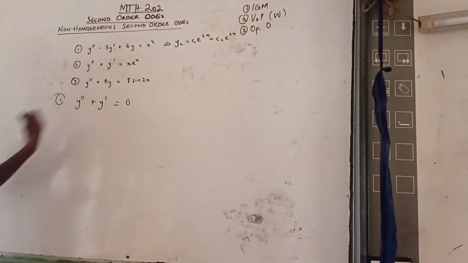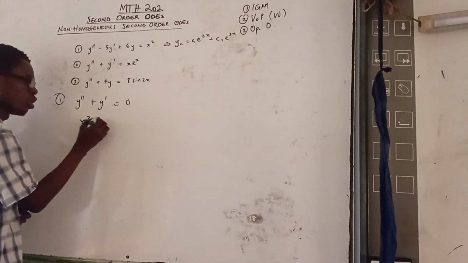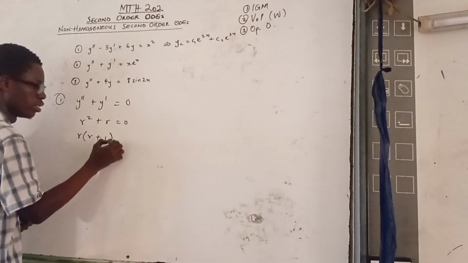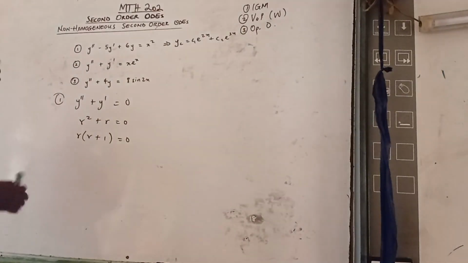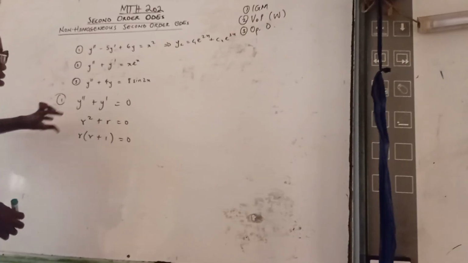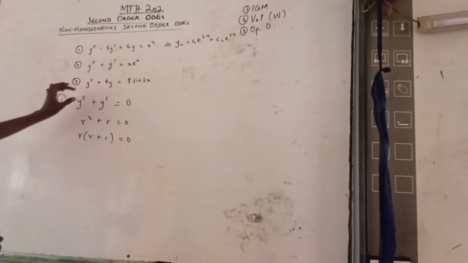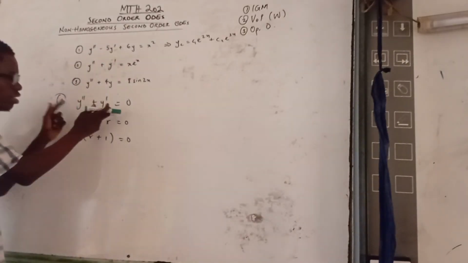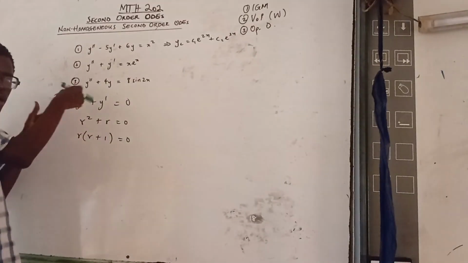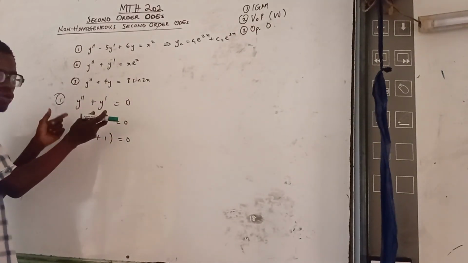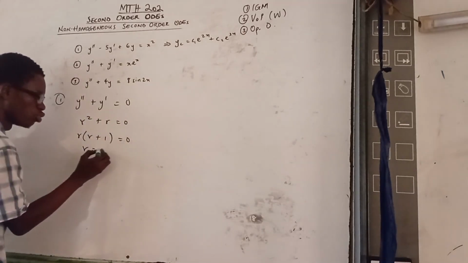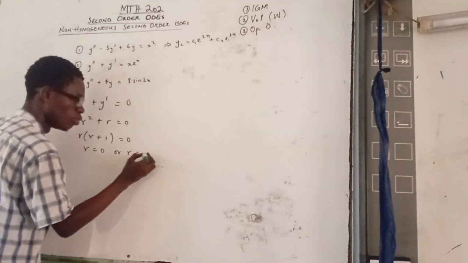Let's solve the complementary part first. So this is r squared plus r equals 0, which I can factorize. First thing first, I want to find my complementary solution, my yc, so I'm going to solve this homogeneous part. The characteristic equation for this one is r squared plus r. If I input y equals e raised to power rx, I'm going to get r squared plus r equals 0. So I can factor r out, which means r equals 0 or r equals minus 1.